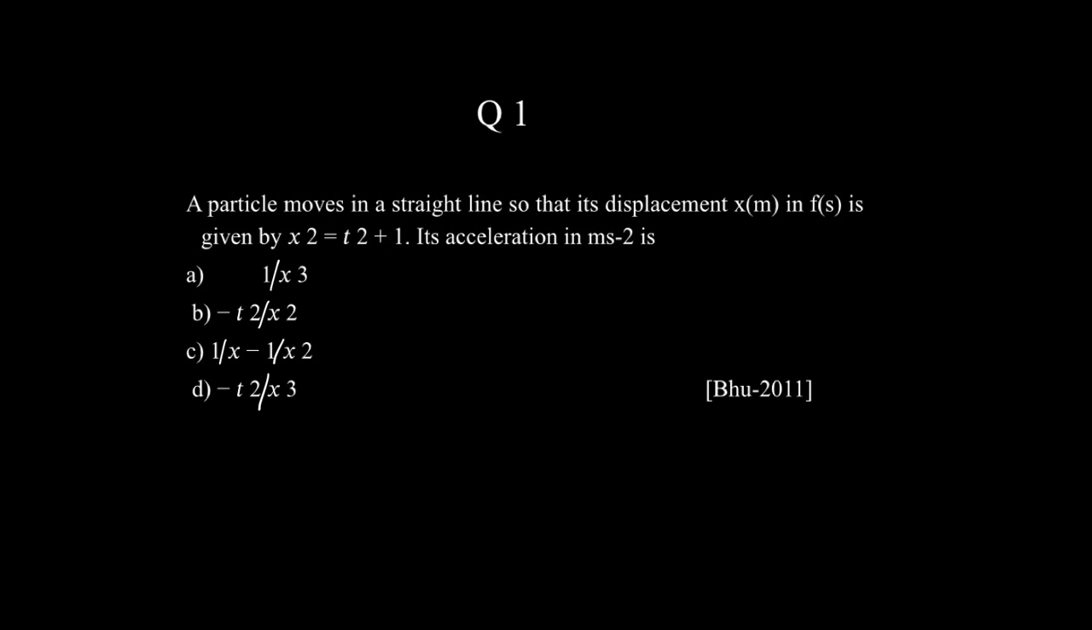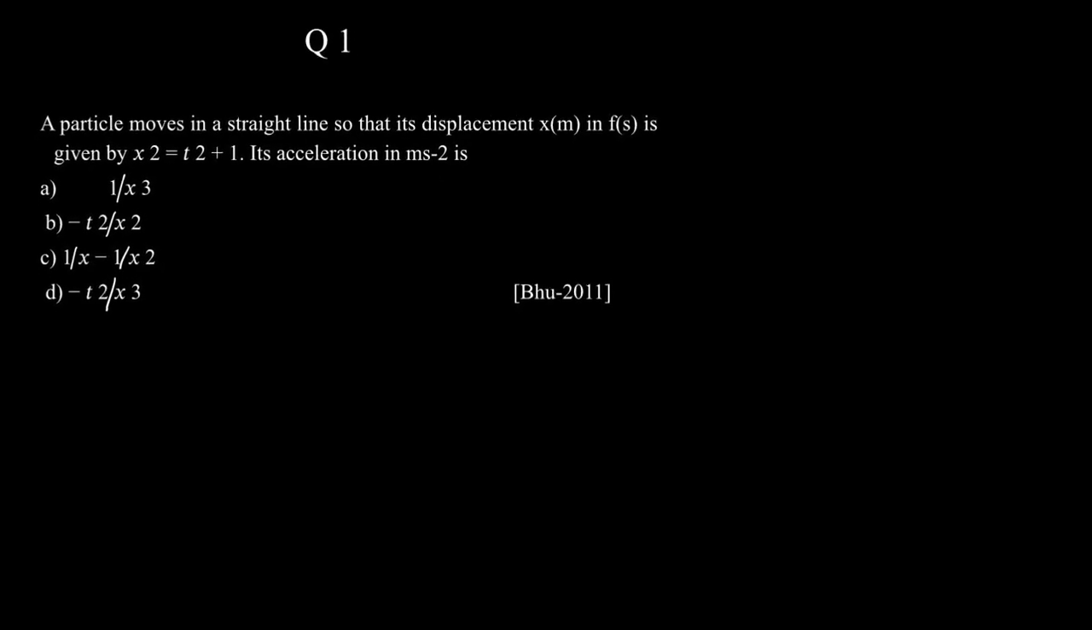Okay. All right. Now coming to this question. It says a particle moves in a straight line so that its displacement x is given by x square is equal to t square plus 1. Its acceleration in meter per second square is. It's a very tricky question. It's a very lengthy question, in fact, I would say. Let's try to understand and solve this question.